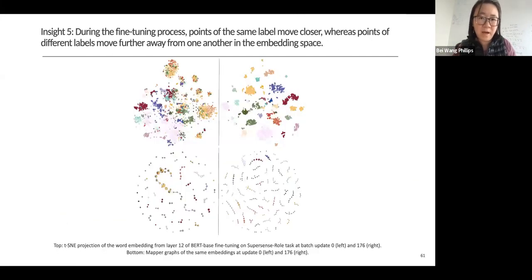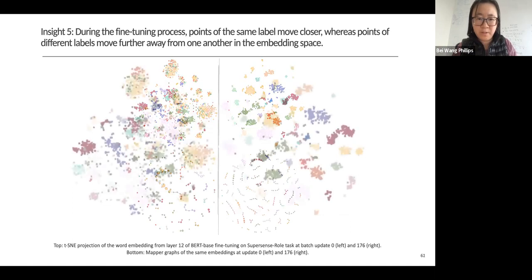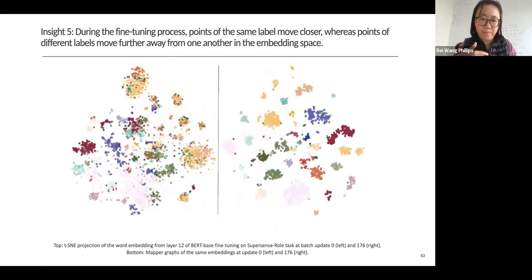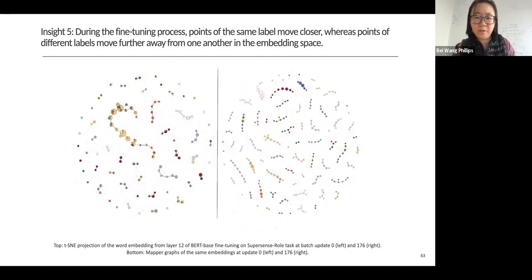And finally, this is observed from both a geometric and topological perspective: points of the same label will move closer, and points from different labels are going to move further away from each other. So this is the projection of the word embedding before and after refinement. This is the mapper graph before and after refinement.